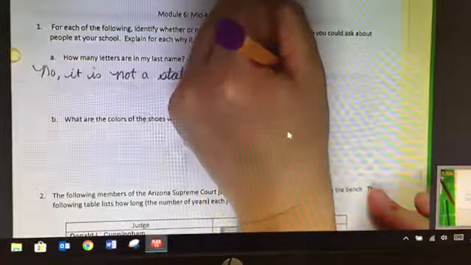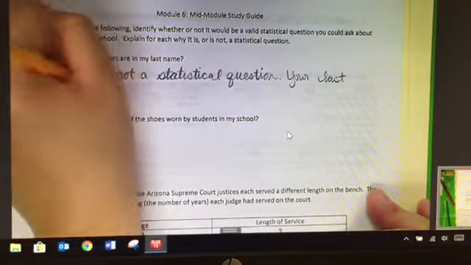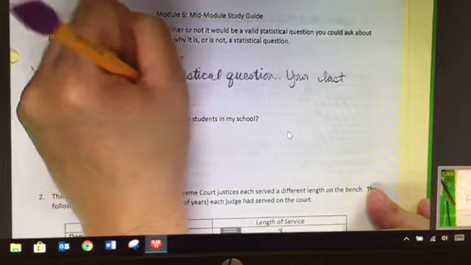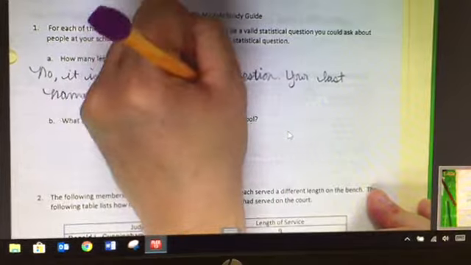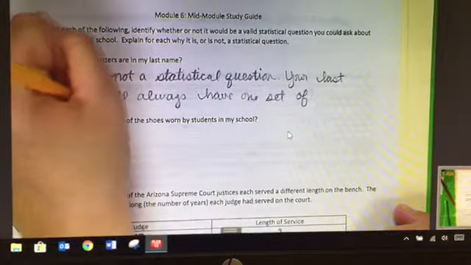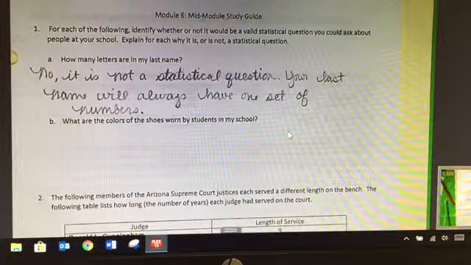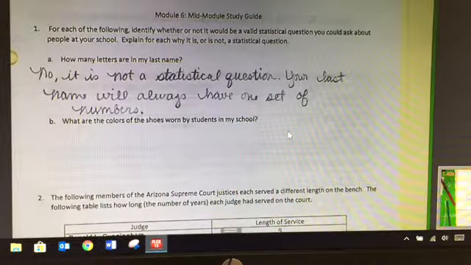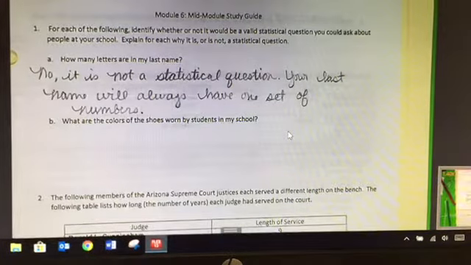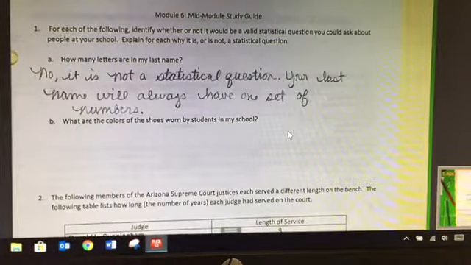Okay, and the explain is because your last name will always have one set of numbers. The reason it's numbers is because the question is how many letters are in your name. So how many letters are in your last name? 7. So the number is, you will always have 7 in your last name. Does that make sense? Okay, how do we change that to be a statistical question?